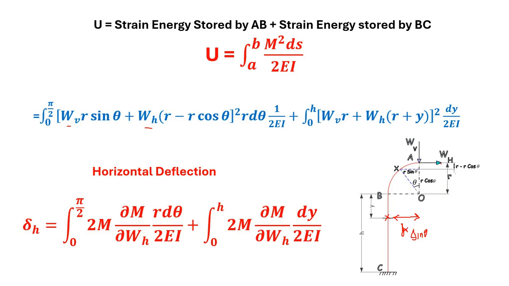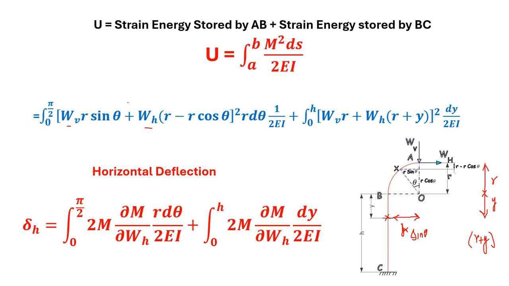sine theta. Now for WH, this would be the lever arm distance, where this distance is r and this is y. So finally you have r plus y. So this is the lever arm distance for WH. Don't worry about WH, you finally end up putting WH equal to 0, because WH is the trick we play by applying the dummy load.